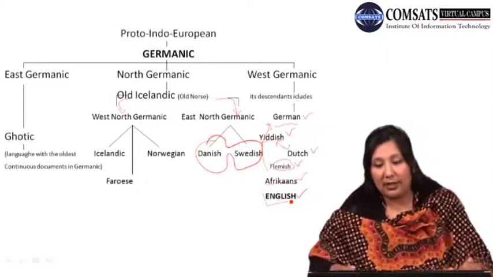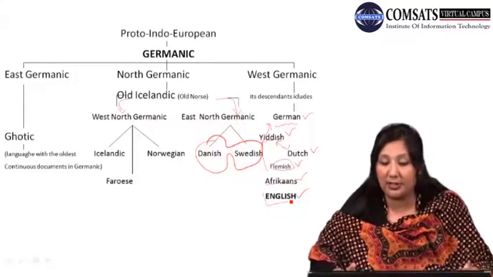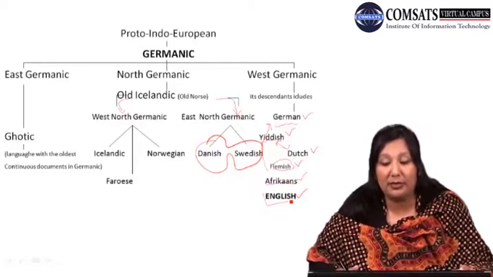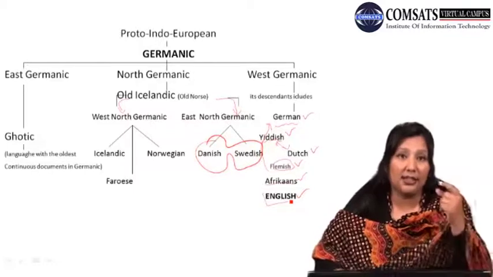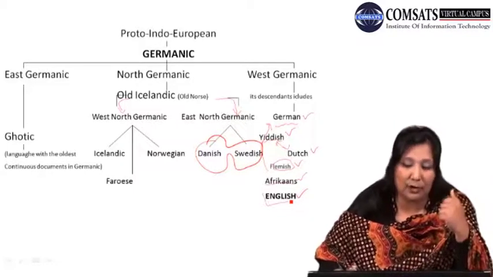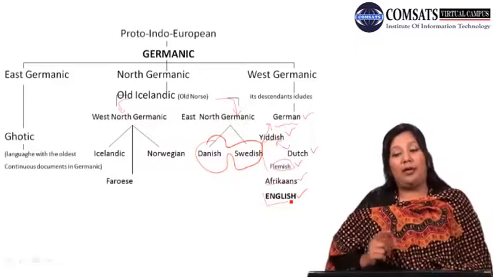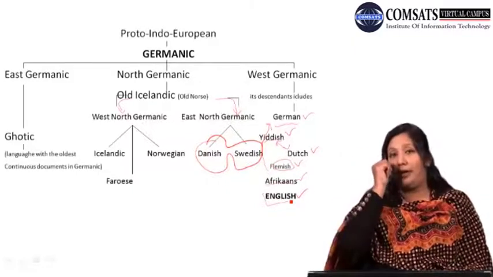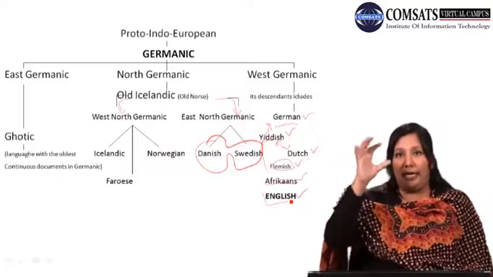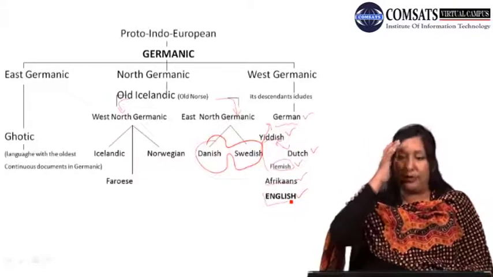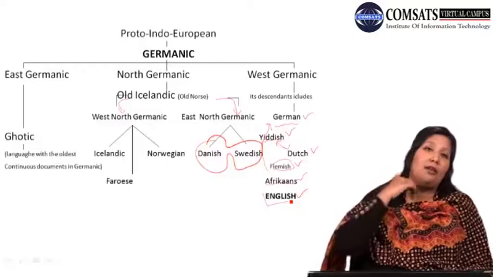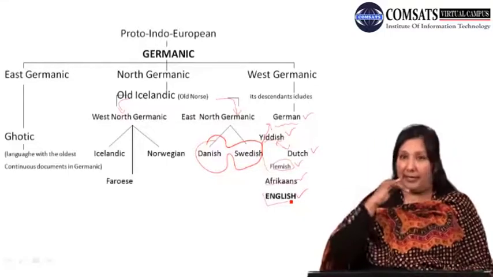Then came Dutch, then came Yiddish, then came German, and then comes Afrikaans, and the least on the last scale of all comes the Flemish language. So another thing to remember: where is English coming from? From the Germanic languages tree or family of languages, and within Germanic it is coming from West Germanic.